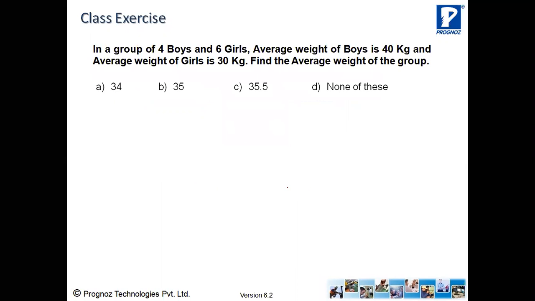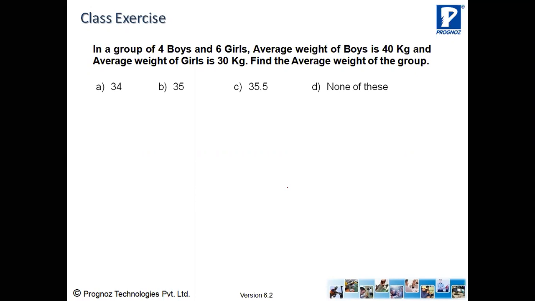In a group of 4 boys and 6 girls, average weight of boy is 40 kg and average weight of girls is 30 kg. Find the average weight of the group. Now, if I mix both the groups, boys and girls, what will be the average weight? It will be N1A1 plus N2A2 divided by N1 plus N2.